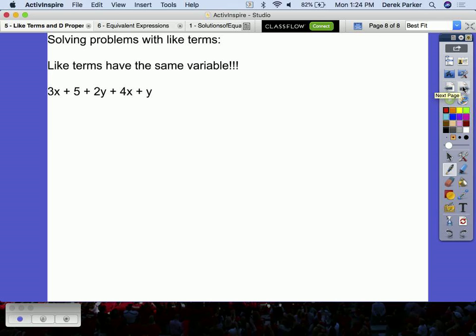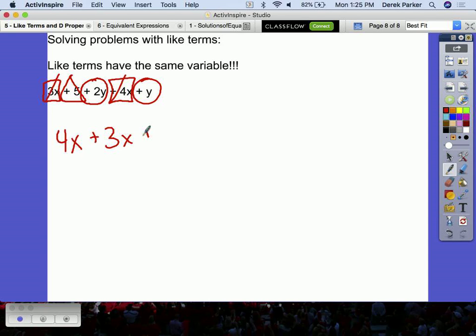Now, let's try a few example problems. I have a problem, 3x plus 5 plus 2y plus 4x plus y. So my first step is I'm going to square off my terms that have an x. I'm going to circle my terms with a y and triangle my constant. And now, after I do that, I'm going to put it in order with my x's first. 4x plus 3x plus 2y plus y plus 5.